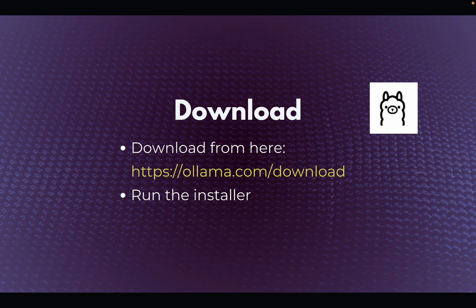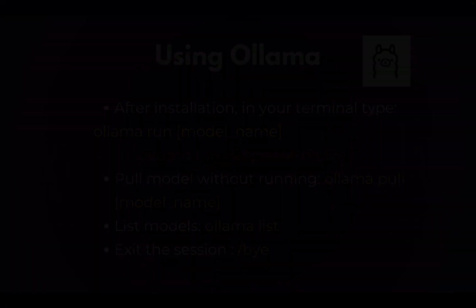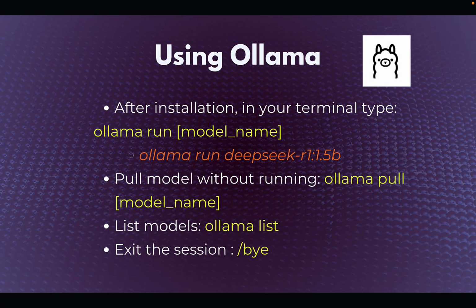You can download Ollama from ollama.com and go to download. After you download it, you can run it from PowerShell or command line. In Windows, you can open command prompt and type ollama help. This command gives you some support: what are the different syntaxes that you can use? Let me walk you through, very quick and high level, how you can actually use it.